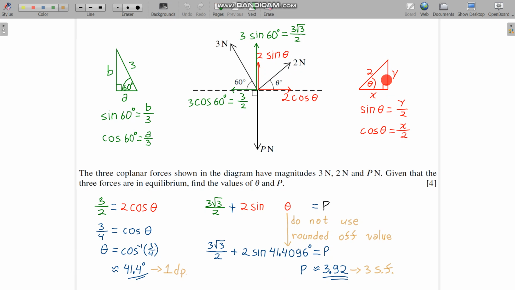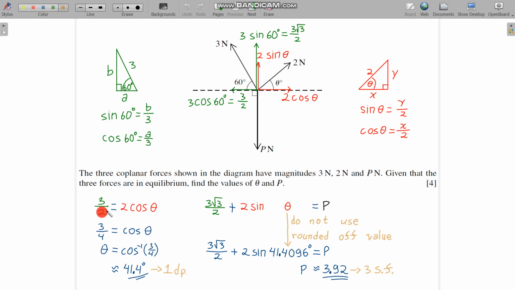Just draw the triangle. The hypotenuse is 2, the angle is theta. The side is, let's call it y, and the other side is x, from the definition of sine and cos. We get y equals 2 sine theta, x equals 2 cos theta, so that's why we have 2 cos, 2 sine. And for the 3 Newton force, draw the triangle. We get A is 3 cos, B is 3 sine, so we have 3 cos, which is 3 over 2, and 3 sine, which is 3 root 3 over 2.